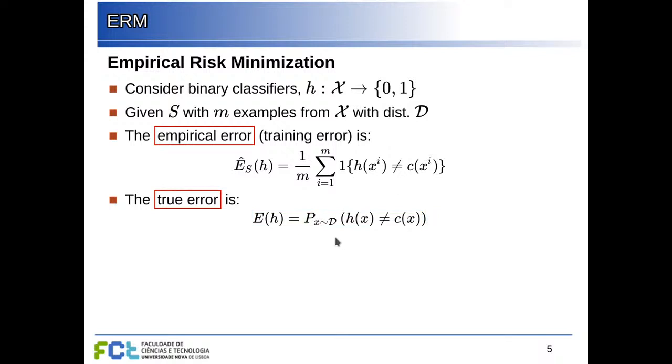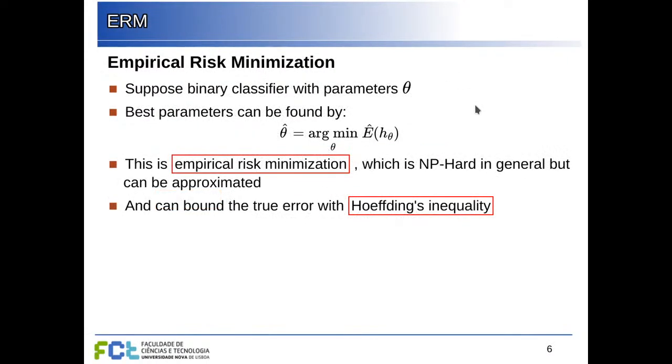So this would be the true error. If we take a point at random, what is the probability of making a mistake? Now, this one we cannot measure. This is the one that we can measure because we have this sample of points.